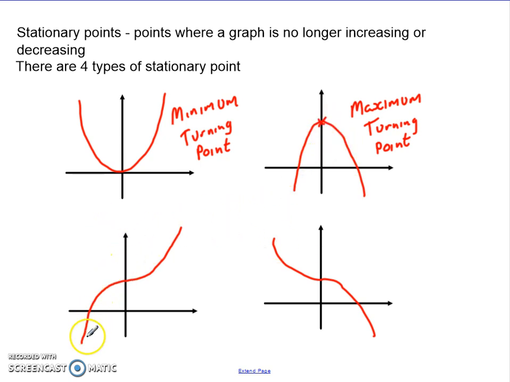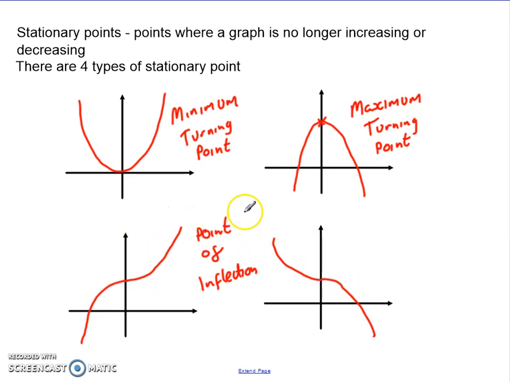These two here, not so much, because the curve comes up, goes through it and keeps going, or comes down, goes through it and keeps going. These both have special names. These are what's called points of inflection. So these are points where the curve stops briefly but then continues on the journey it's going. So it stops briefly and then continues, or it stops briefly and continues.